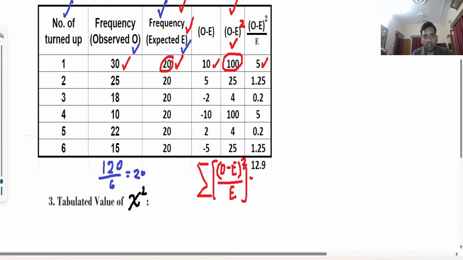This 12.9 is this value, and this value is chi-square. So this is chi-square calculated. Finally we have this 12.9 as the chi-square calculated value.